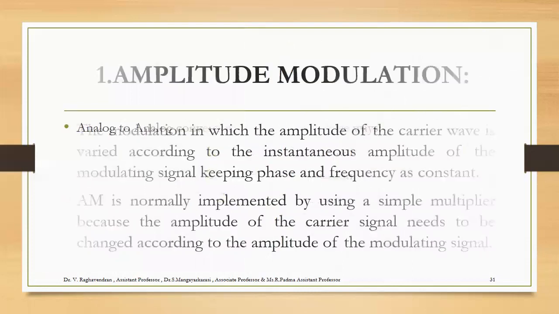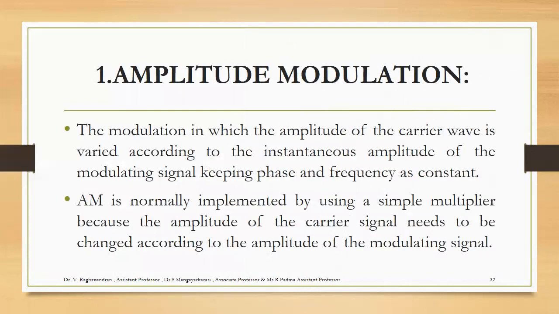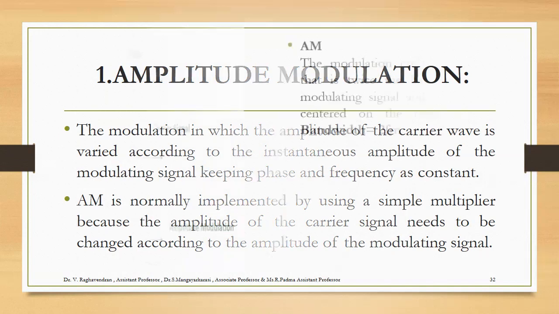So the first one, amplitude modulation. It is the modulation in which the amplitude of the carrier wave is varied according to the instantaneous amplitude of the modulating signal, keeping phase and frequency at a constant value. This amplitude modulation is usually implemented by using a simple multiplier because the amplitude of the carrier signal needs to change according to the amplitude of the modulating signal.